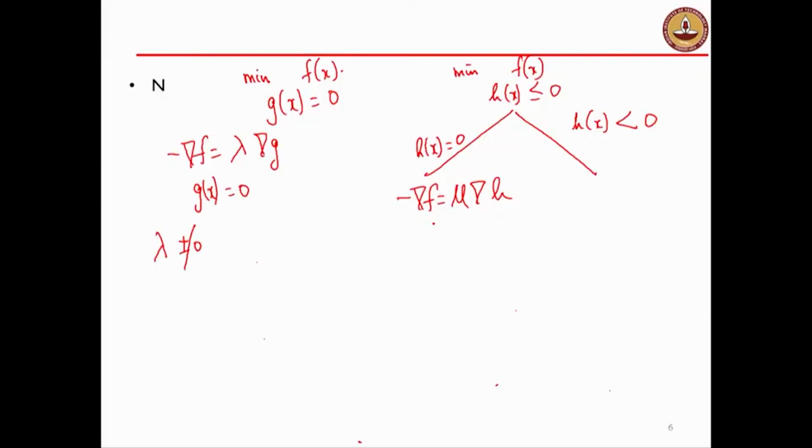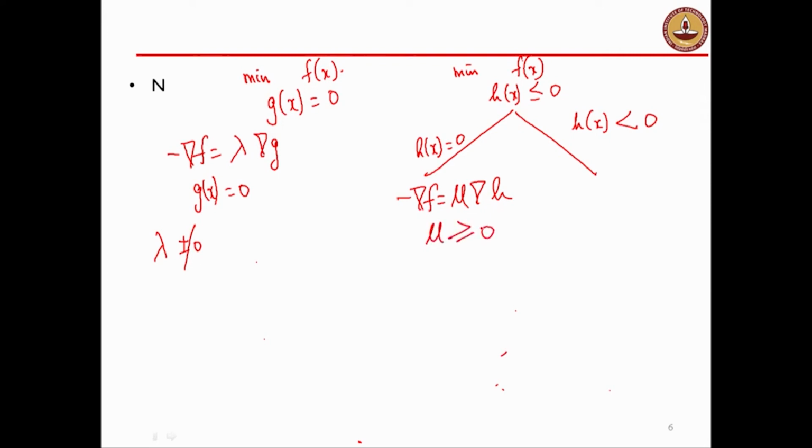Now in the case of the inequality constraint problem, when I have minimized f of x subject to h of x less than or equal to 0, there are two possibilities. What are the two possibilities? At optimum, either h is equal to 0 or h is strictly less than 0. Let us do the case when h is equal to 0 first. Then minus grad f should be equal to mu times grad h. We know this, and we also know that mu has to be greater than or equal to 0.